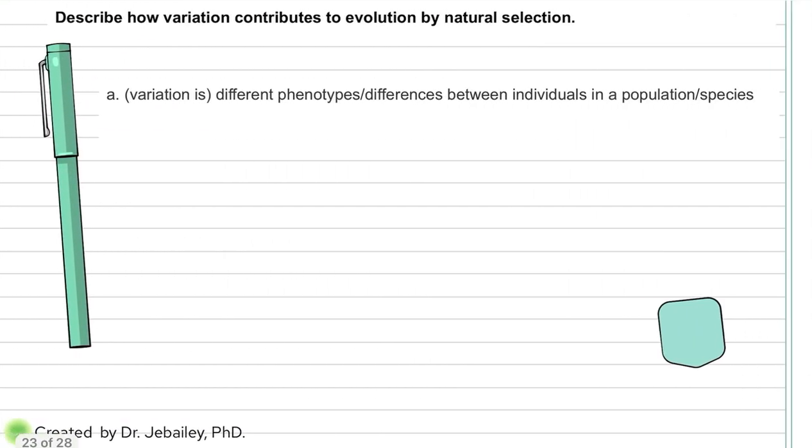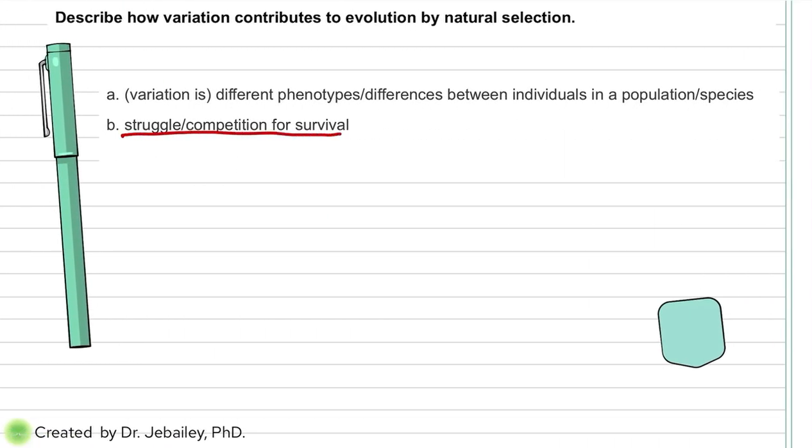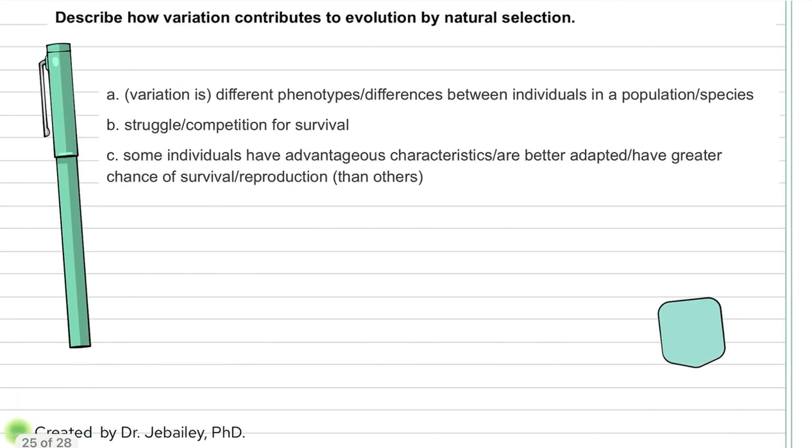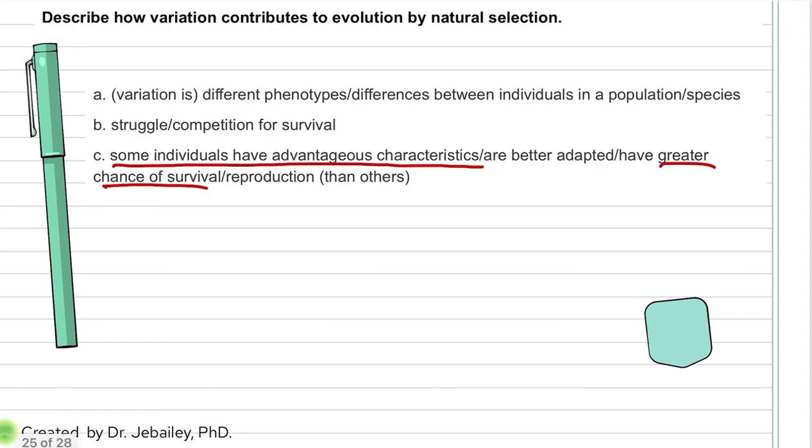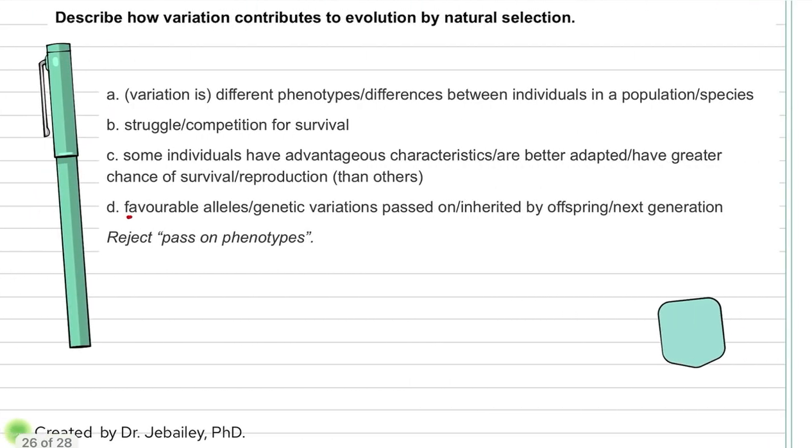So let's look at the mark scheme. Variation is a different phenotype or differences between individuals in a population. That means we're talking about different traits. So the word phenotype here, if you say different traits, it's also okay. Struggle, competition to survive, that is true, right? Different traits, the one who has the best trait will survive. So this is the survival of the fittest. And then some individuals have advantageous characteristics. And of course, they have greater chances of survival, as we mentioned. And then the ones who have the favorable allele, what are they going to do? They're going to pass it on to the next generation.